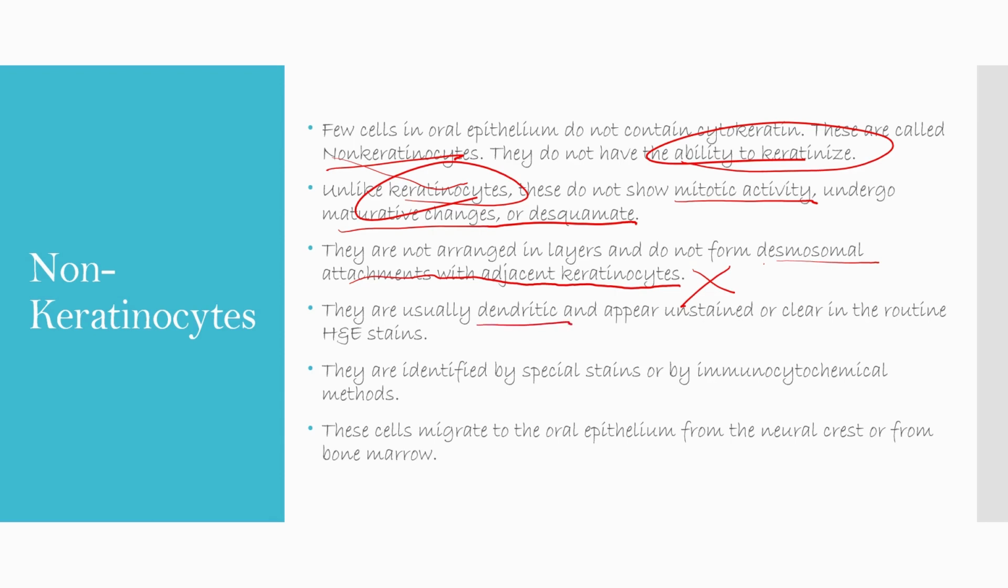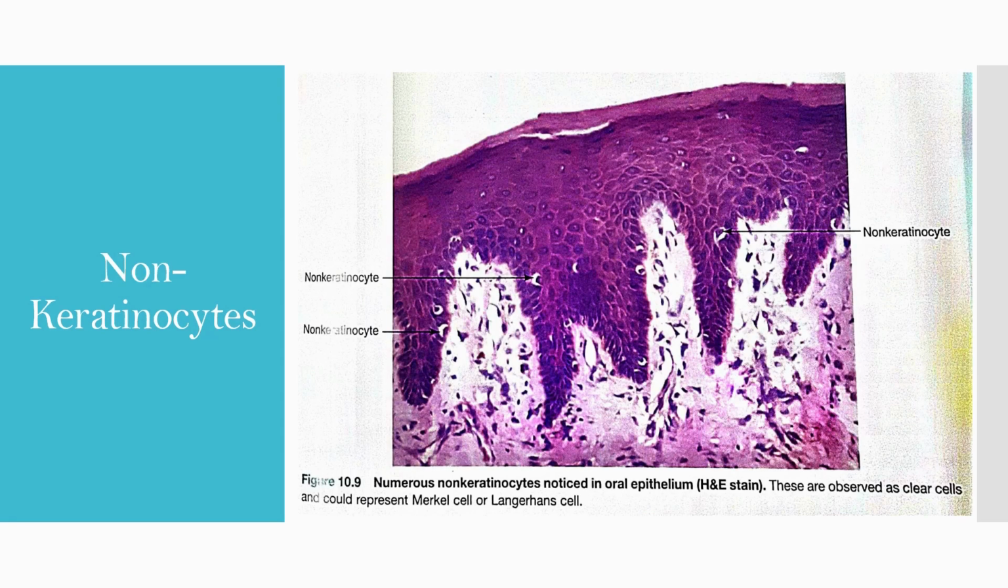They are usually dendritic and appear unstained or clear in routine H&E stains. These are identified by special stains or by immunocytochemical methods. These cells migrate to the oral epithelium from the neural crest or from bone marrow. So these are protective types of cells. You can see the non-keratinocytes, and they do not take up any H&E stain. Around them there is no such coloration.